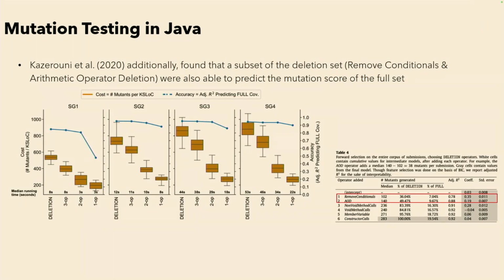And then additionally, they wanted to push it and see how far they could go. So they found that a subset of the deletion set, which was the smallest subset on the last slide, was still able to have high enough accuracy in predicting the full set when compared to something like a one operator approach. So this is just another very similar plot. And they did a forward selection to find which 2 mutators were the most valuable to use. What they found was that remove conditionals was the most valuable mutator, all in all. And then arithmetic operator deletion, the one that we looked at before, if we pair it with remove conditionals, you get a pretty high accuracy in predicting the mutation score of the full set of mutators.